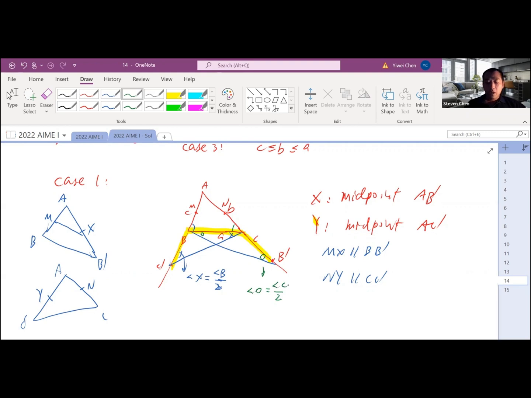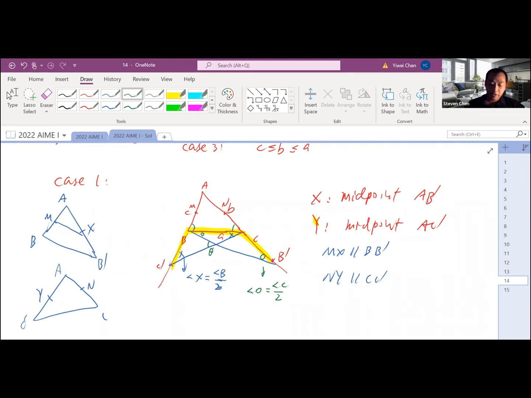All right. So now let's look at the angle that is formed by these two blue lines, BB prime and CC prime. So let's look at this one. Let me call it theta. So how could theta be expressed in terms of angle X and angle O?